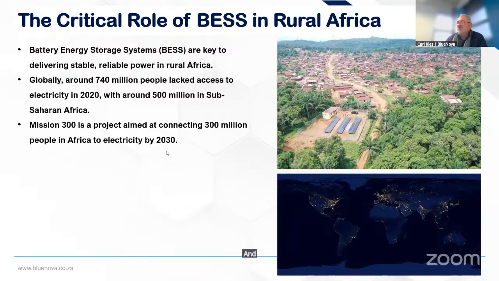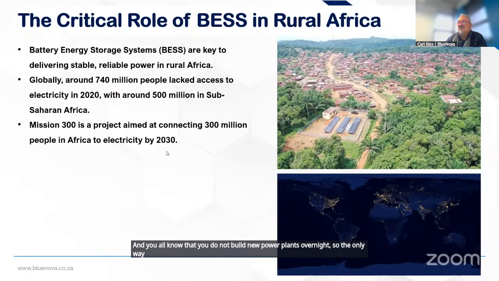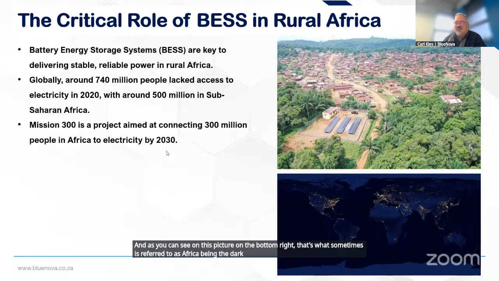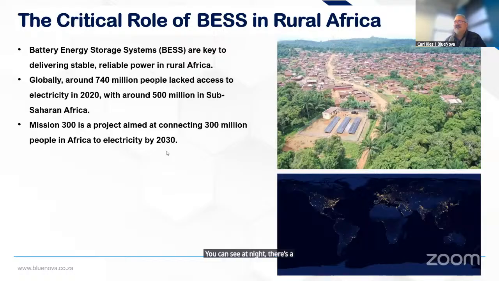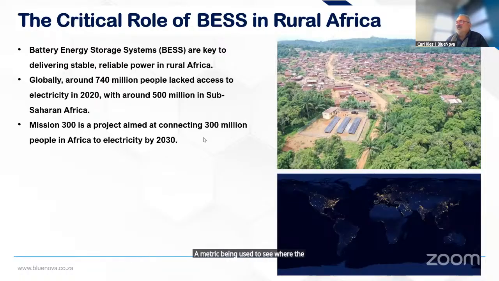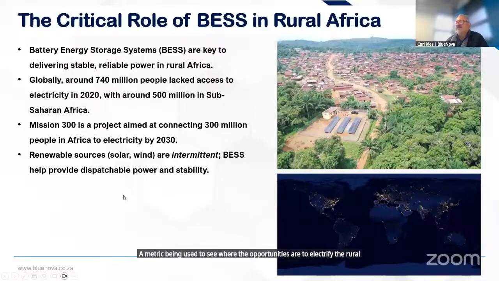And you all know that you do not build new power plants overnight. So the only way really is to go with renewable energy and associated storage. As you can see in the picture on the bottom right, that's what is sometimes referred to as Africa being the dark continent. You can see at night there's a large part of Africa where there isn't a lot of light, and that is in fact a metric being used to see where the opportunities are to electrify the rural parts of Africa. The other fact already mentioned is that renewable energy is intermittent. So you need a form of storage to help you provide dispatchable power and stability.